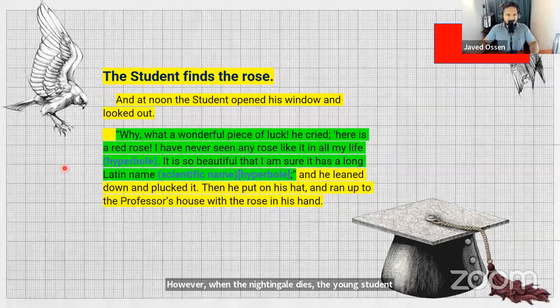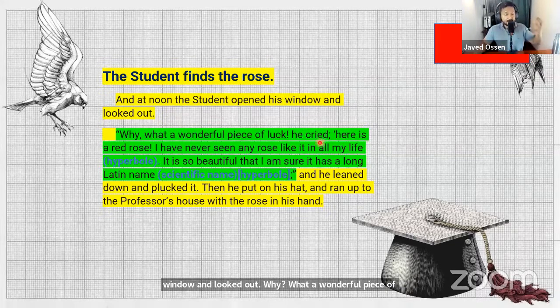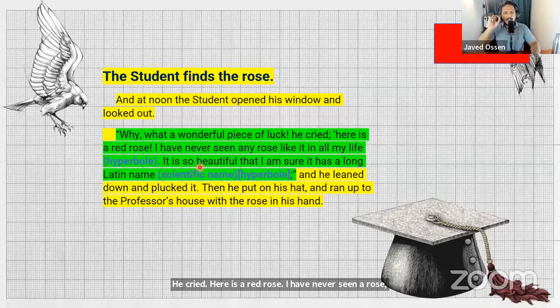Can you believe that? And at noon, the student opened his window and looked out. "Why, what a wonderful piece of luck," he cried. "Here is a red rose. I have never seen any rose like it in all my life. It is so beautiful that I am sure it has a long Latin name."